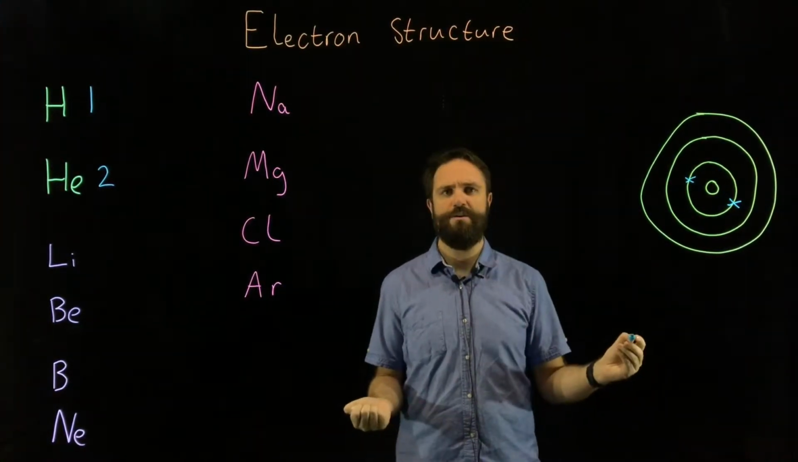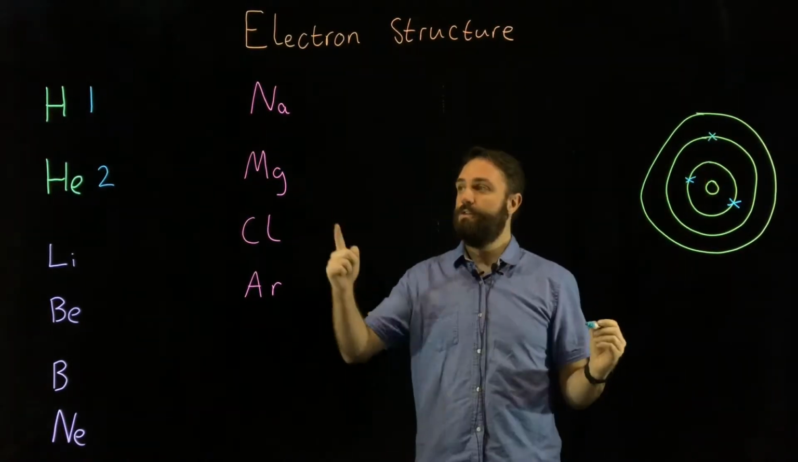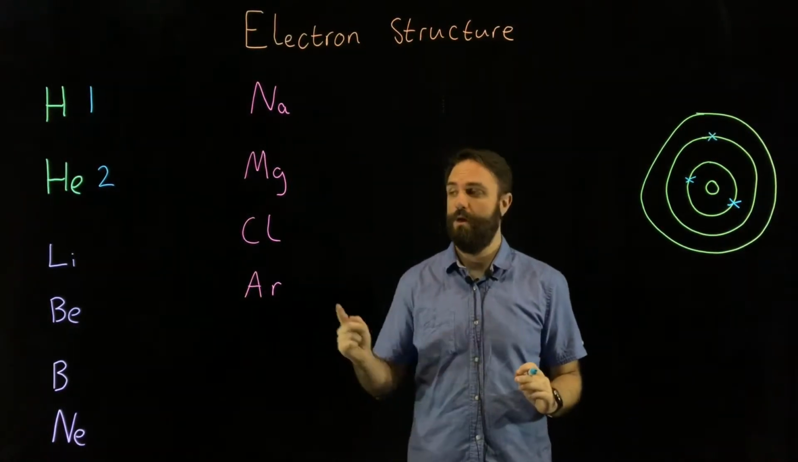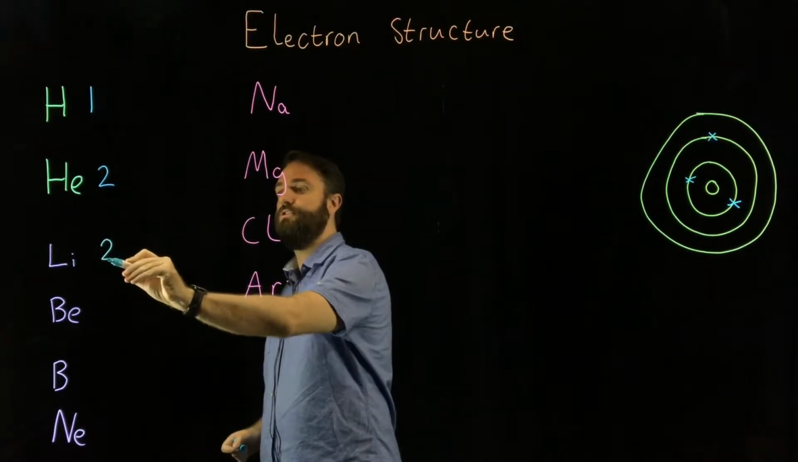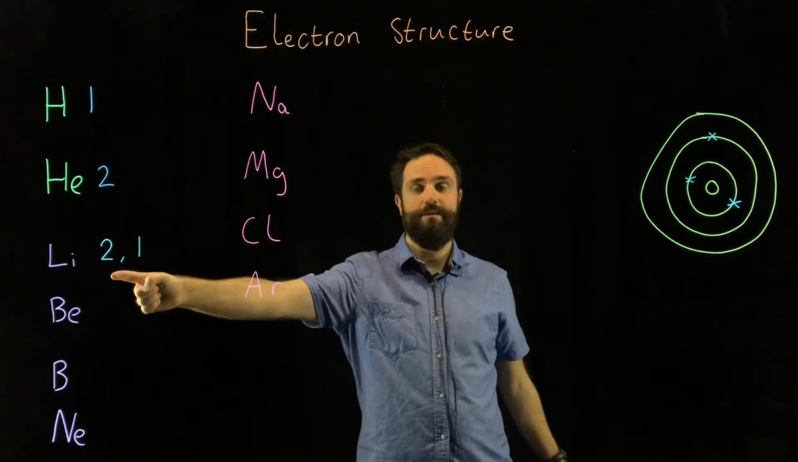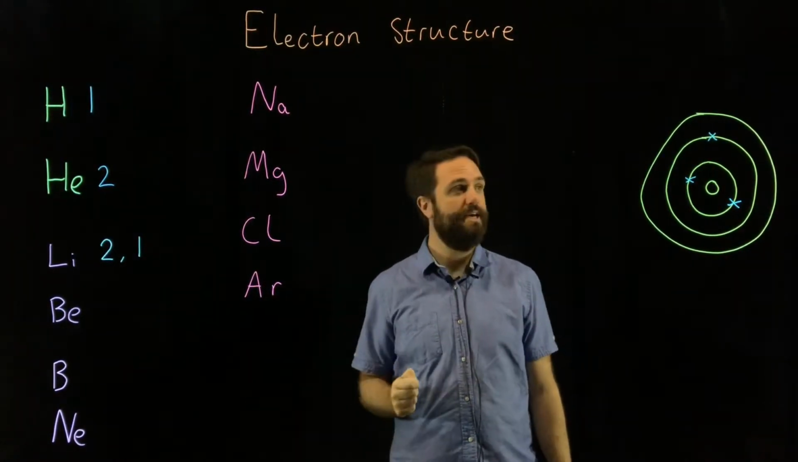So where does our third electron go? Well, it goes up to the next shell. Do we write 3 for the electron structure of lithium? No. We write down the shells. So lithium's electron structure is 2, 1: 2 electrons in the first shell, 1 electron in the second shell. And it goes on like this.